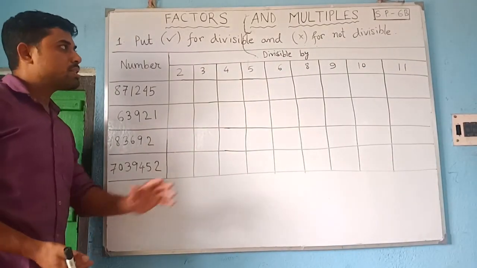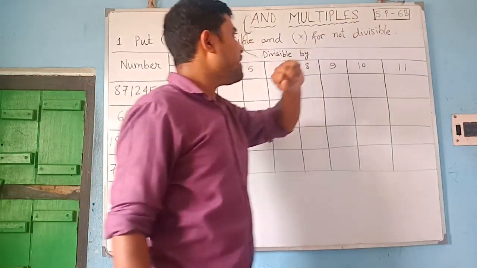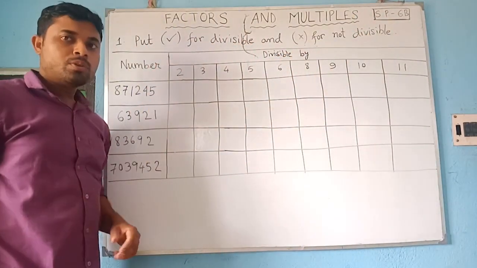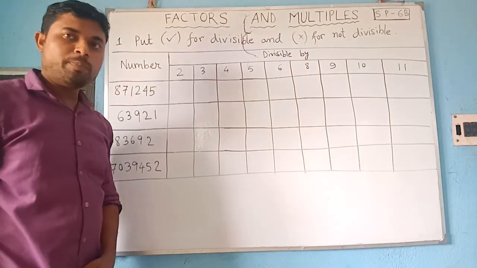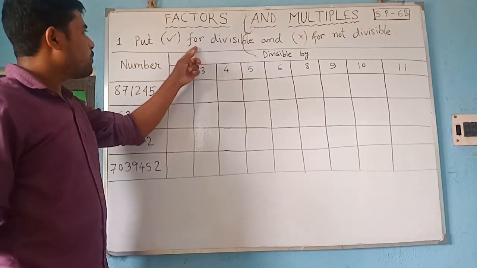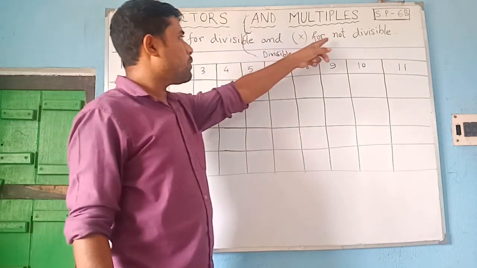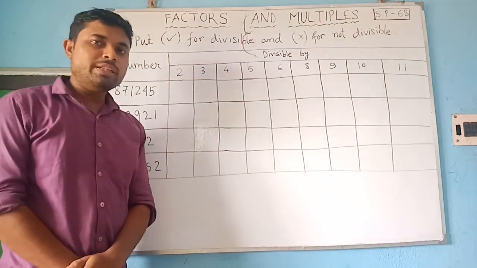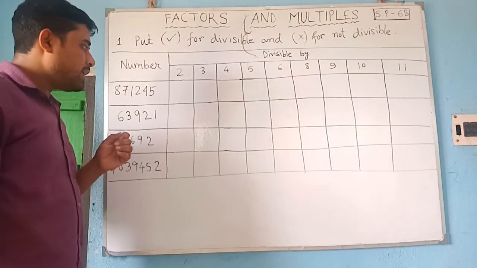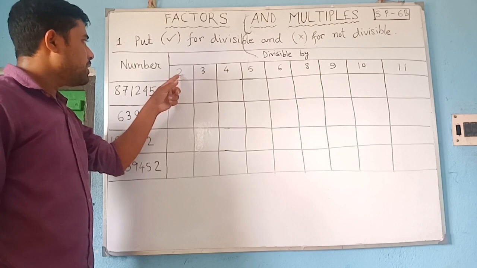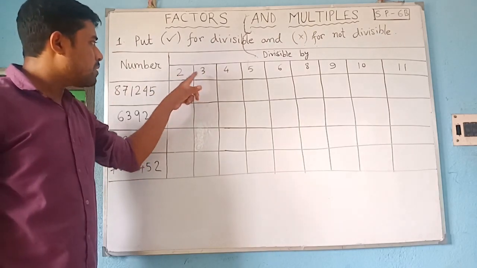So dear students, this is Self Practice 6B, question number 1. Write this in your copy. Put a tick for divisible and a cross for not divisible. That means we will check some given numbers: is the number divisible by 2 or not, is the number divisible by 3 or not.